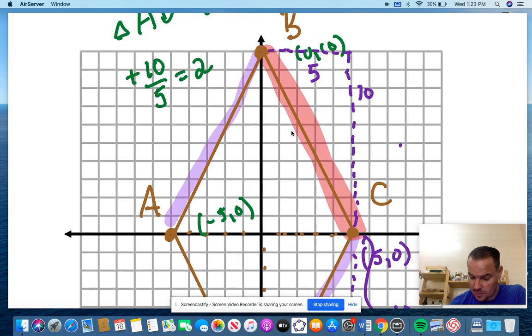Now, when I want to talk about the gradient, the slope of BC, now I'm going to talk about negative and positive. And the line is going in a downward direction. So therefore, that's going to be negative 10 over 5, that is negative 2.